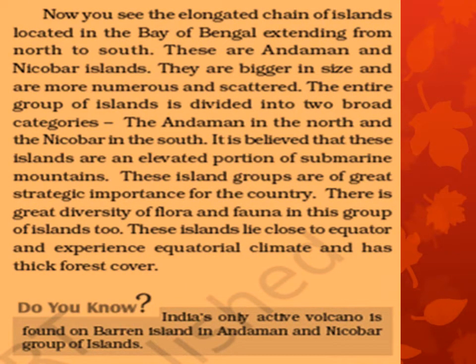Now we have an elongated chain of islands located in the Bay of Bengal, extending from north to south, and they are the Andaman and Nicobar Islands. They are bigger in size and they are more numerous and scattered. This entire group of islands is divided into two broad categories: the Andaman in the north and the Nicobar in the south.